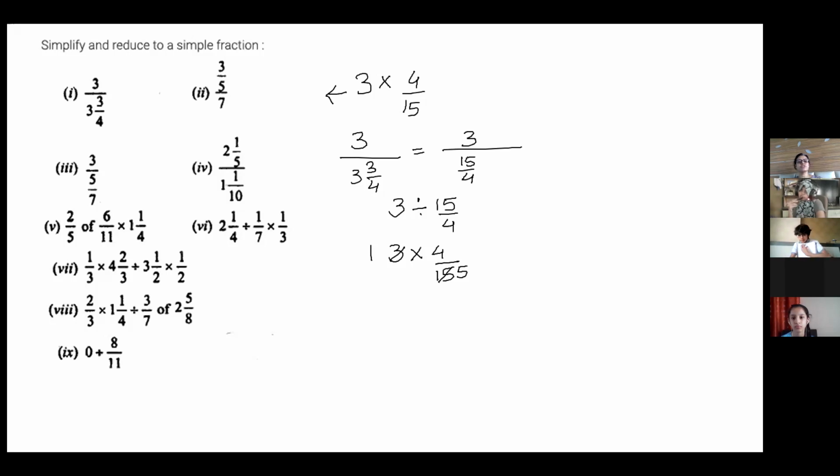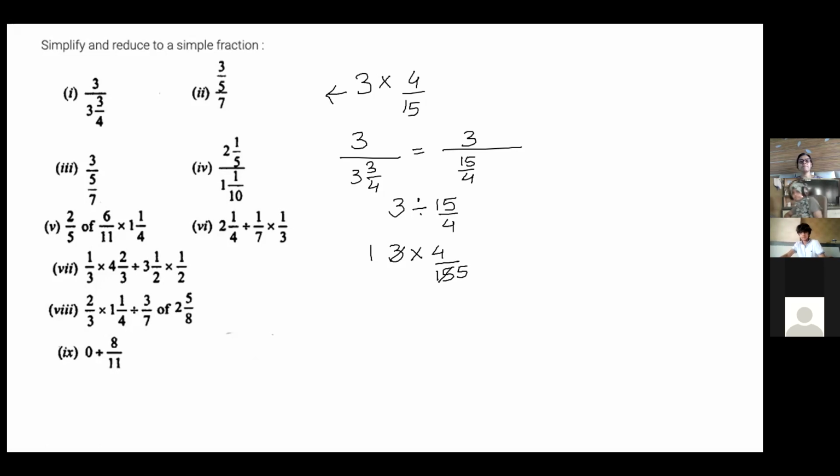Okay, so is this question clear, how we'll do it? The first one I did, it is 3 by 4. The final answer is 4 by 5 now. Yes, the final answer is 4 by 5. Okay, now do the next question and find out the next answer.